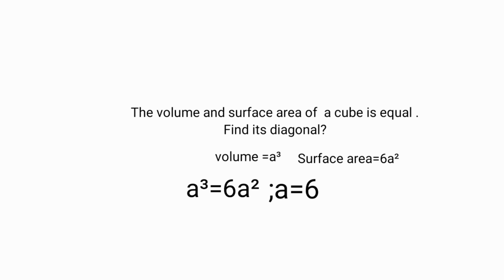Now our question is to find out the diagonal. We have already seen that the diagonal of a cube is root 3a. So the answer to this question will be root 3 into 6, that is equal to 6 root 3. Moving on to the next question.